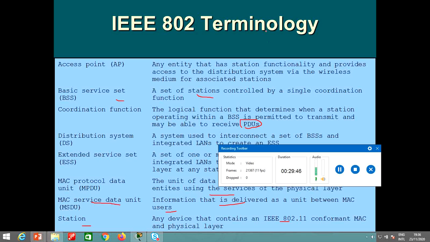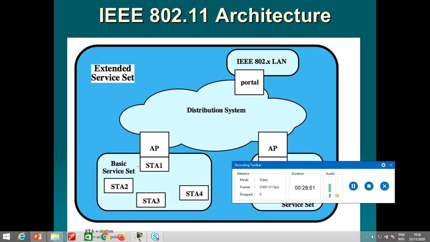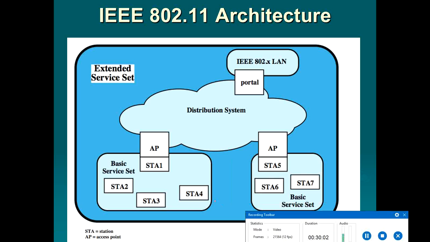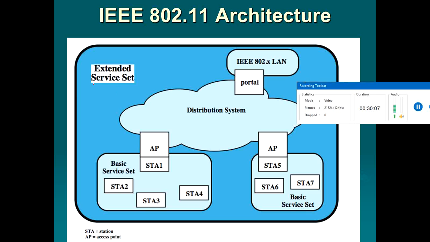Alright, so moving ahead, now we are going to discuss all these things in detail. So this is the general architecture of IEEE 802.11. Okay, so let's discuss this architecture. I have certain terms over here which we have discussed now. STA stands for station, AP stands for access point, BSS is basic service set, and this is the distribution system and extended service set. Now let's understand the definitions first of all.